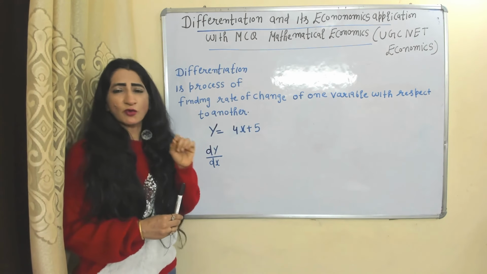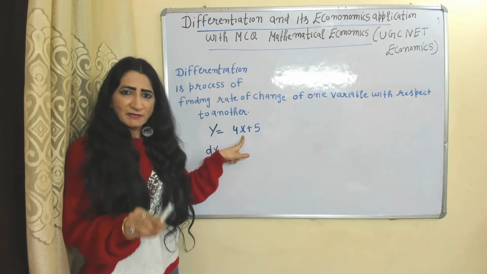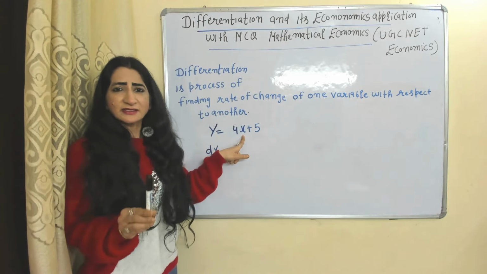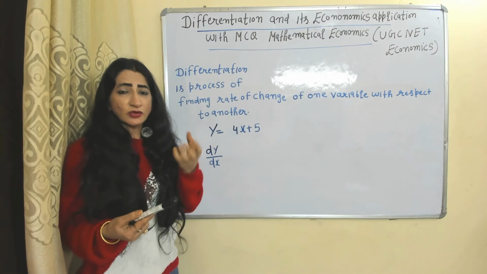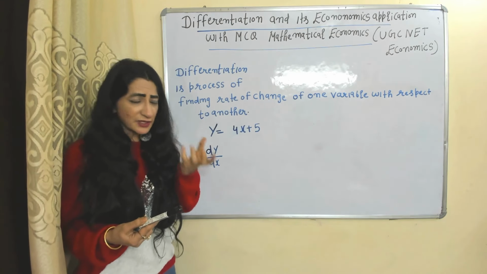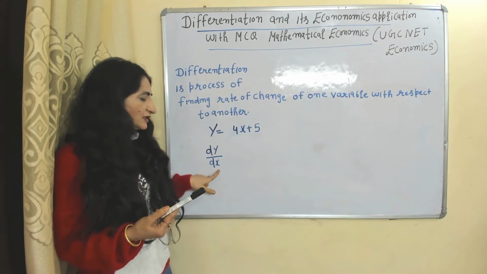For example, y is a dependent variable. Here we assume y is demand. X is an independent variable and we assume x is price. As we know, when price changes, demand also changes. Differentiation is a process of finding the rate at which y changes with respect to change in x. In order to find this rate, we will differentiate y with respect to x.